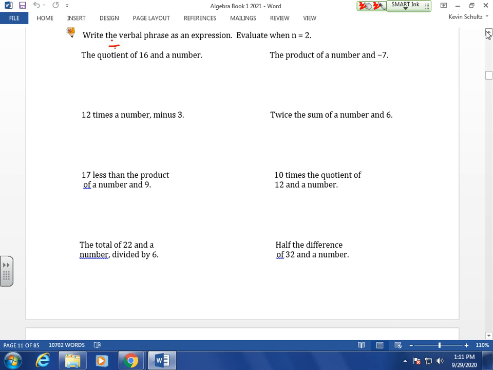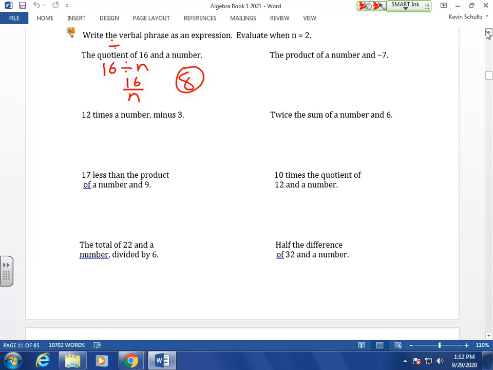What are we dividing? What's being divided? 16 and a number. So when you write this as an expression, you can either go horizontally, 16 divided by n, or you can go vertically, 16 divided by n. Either one's fine. They both mean the same thing. Because when we plug in 2 for n, it becomes 16 divided by 2, and we get 8 as a value. So for each of these, you are writing them as an expression, and then evaluating when n is 2.